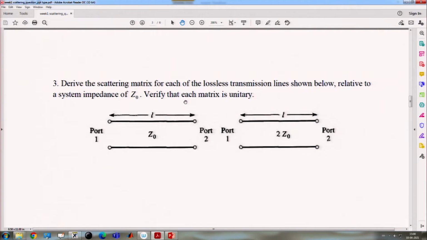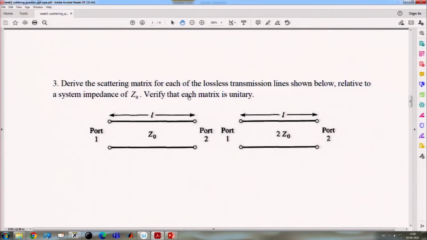Here we have to assume that port 1 and port 2 are the ports where we are measuring some S parameter, for the first configuration and for the second configuration, that means the transmission lines. Here we are assuming port 1 is connected with Z naught and port 2 is connected with Z naught. Verify that each matrix is unitary.